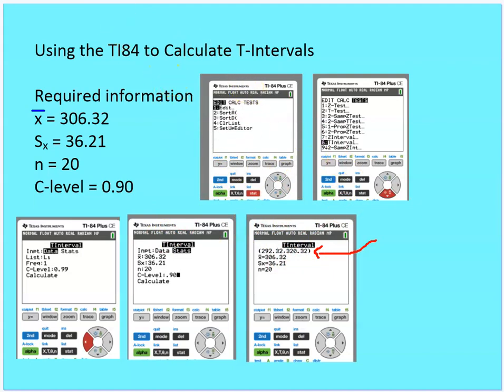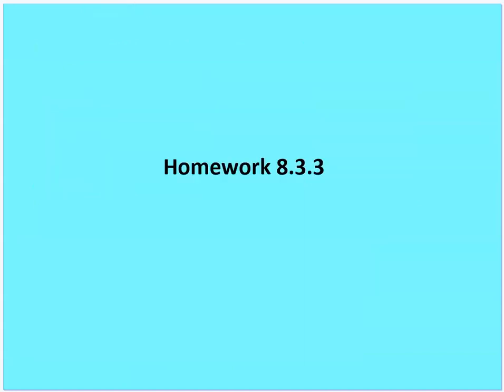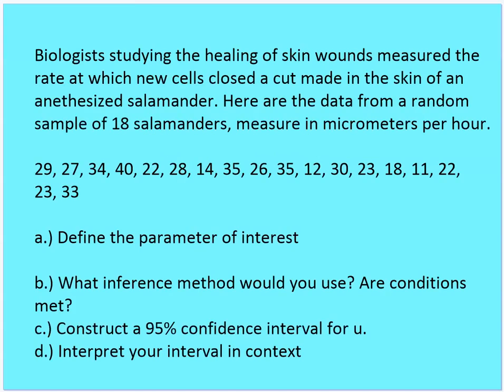All right, so that should bring us to, let me leave this up here for another moment, that should bring us to our homework problem. So I believe there's a third homework problem. Biologists who are studying the healing of skin wounds measure the rate at which new cells close a cut made in the skin of an anesthetized salamander. Here is the data from a random sample of 18 salamanders. This is the measure in micrometers per hour that the cut healed.